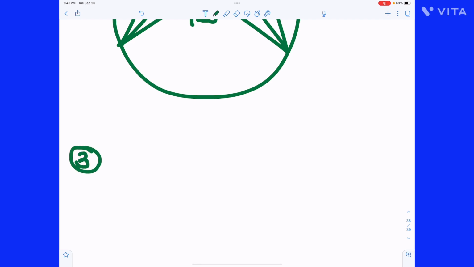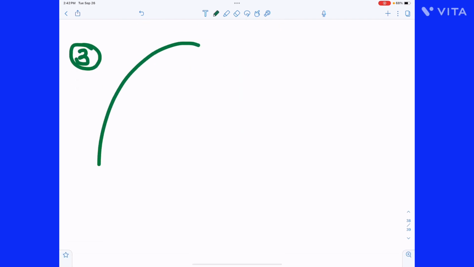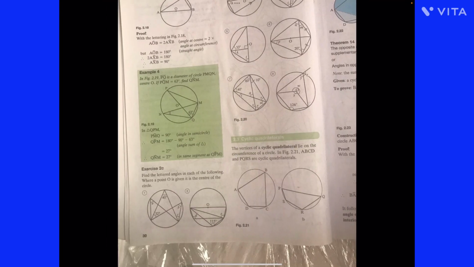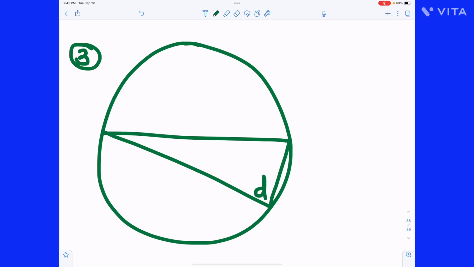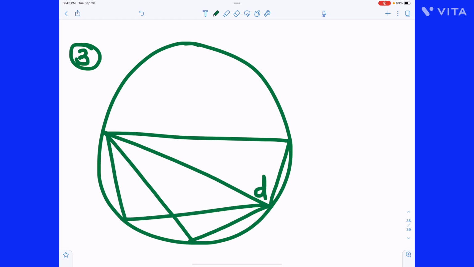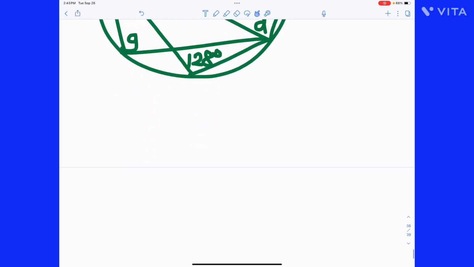Number three. Just going to make them similar to what we were given. This is D. Let's say this is 128 degrees. We are finding, let's say, G and D. We are looking for G and D in question 3.